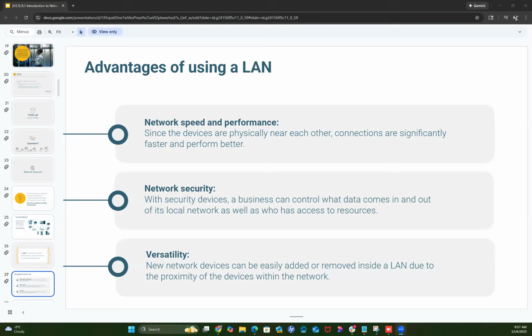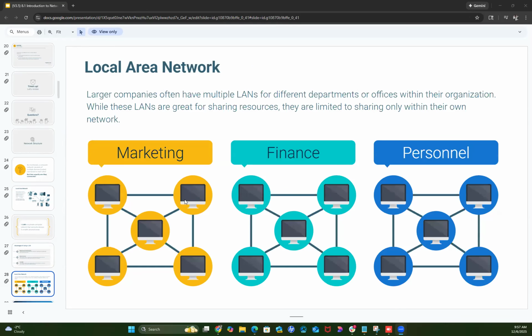Large companies often do not have a single LAN, but instead have multiple LANs for different departments or offices in the organization. While these LANs are great for sharing resources, they are limited to sharing only within their own network. So a large company may have a marketing LAN, a finance LAN, and a personnel LAN.